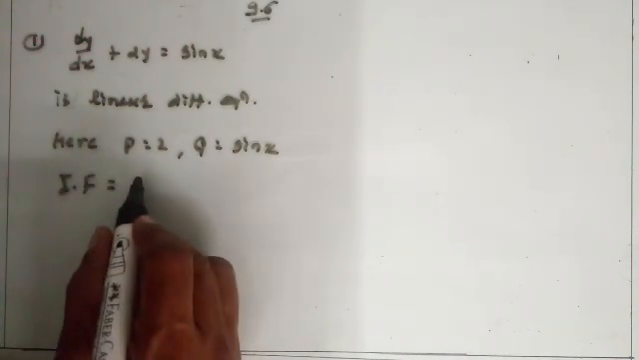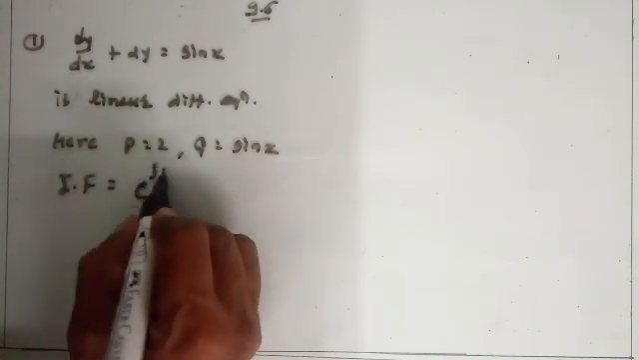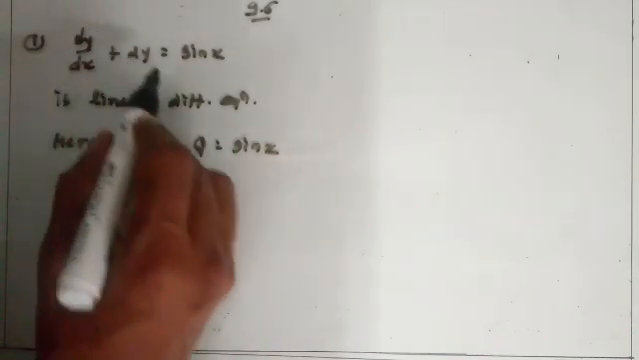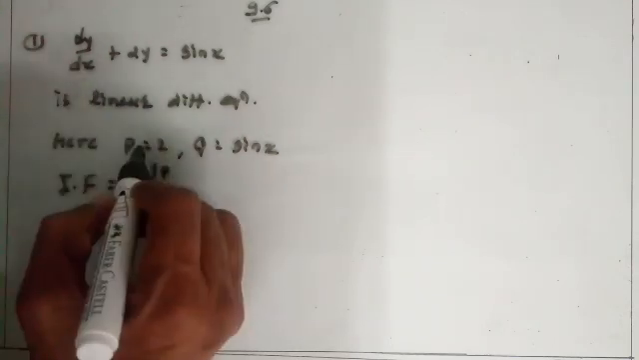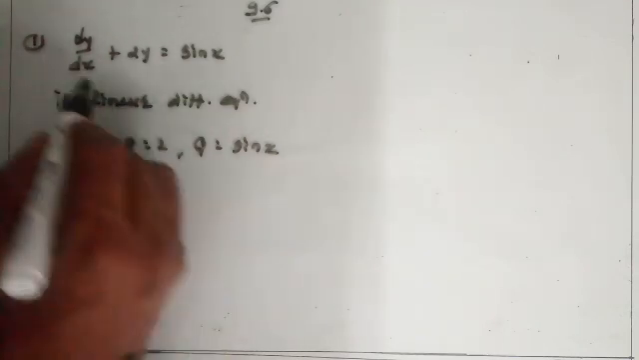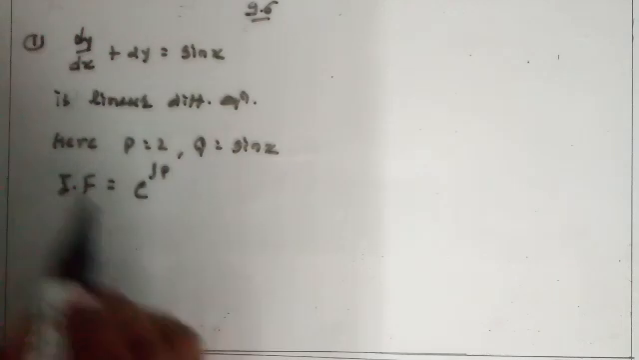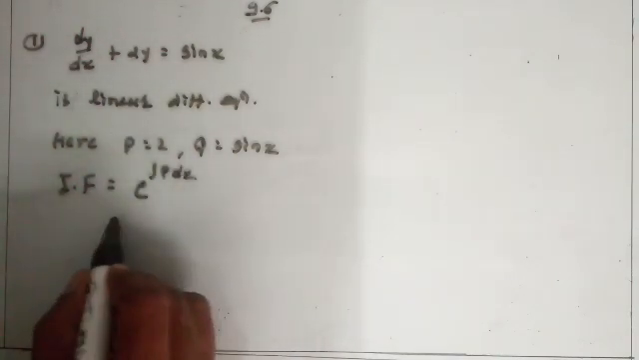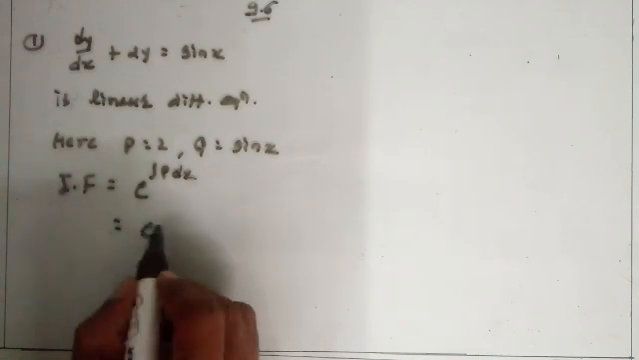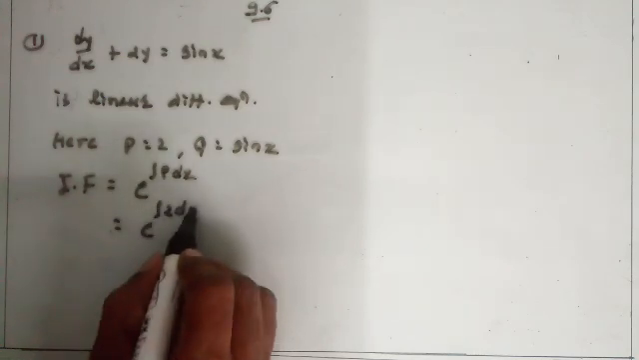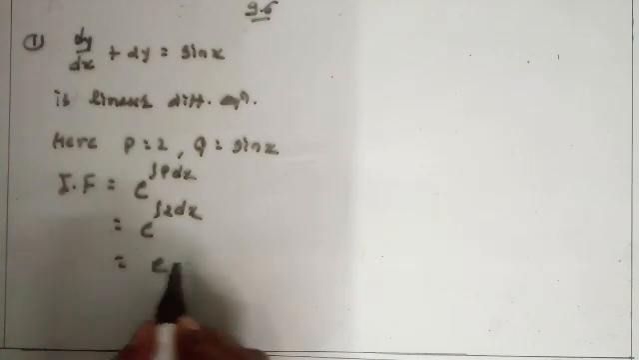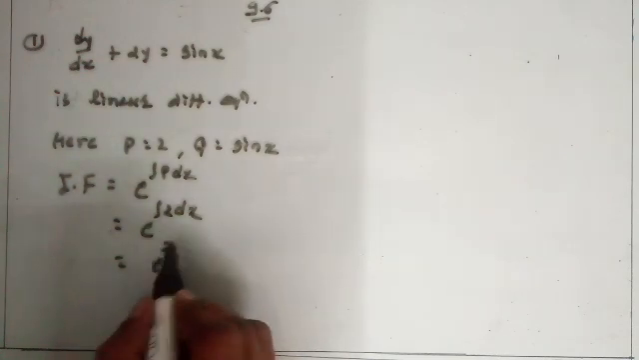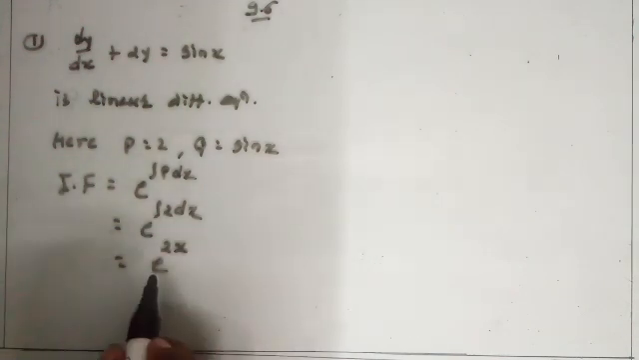We know that the integrating factor IF is equal to e raised to integration of p. Here p is a constant term, and in this case we integrate with respect to x. So integration p dx is equal to e raised to integration 2 dx, which is equal to e raised to 2 times the integration of 1 with respect to x, that is, e raised to 2x.